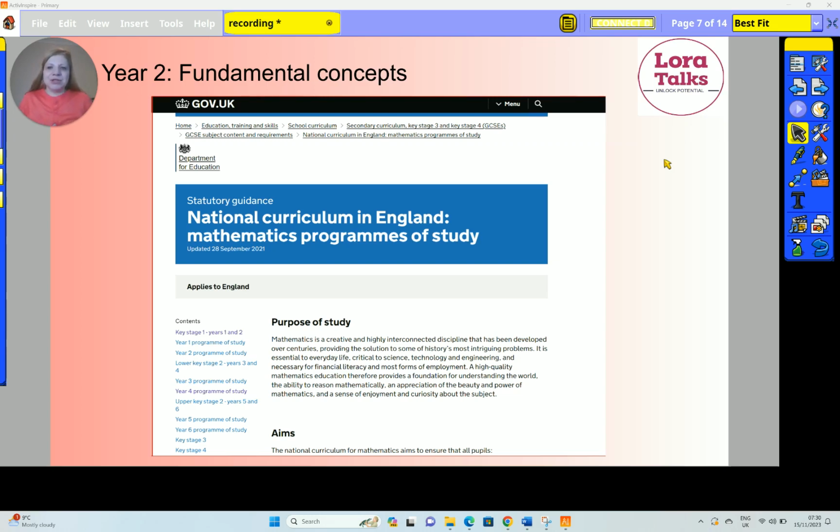And today again, we're going to talk about Year 2. Again, I'm going to go through fundamental concepts which are most important for your child to know. And there are other things they have to know, but I've just focused more on number. So if you want more information, you can go to the Gov UK website and check all that information in there.